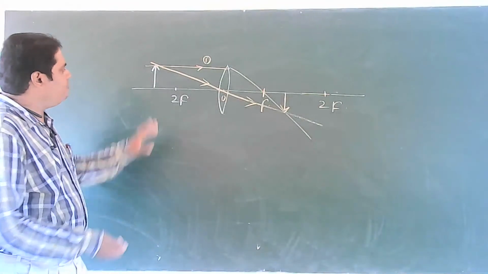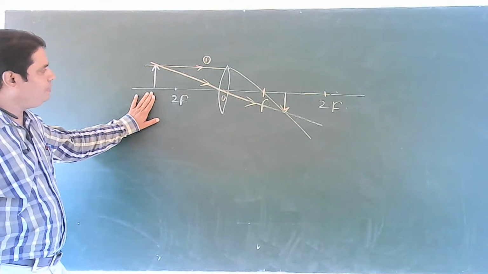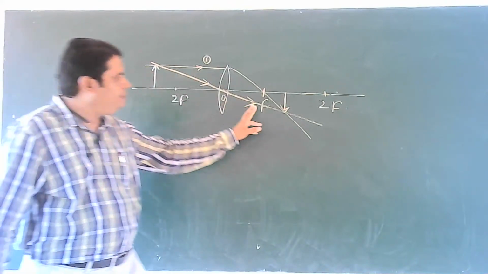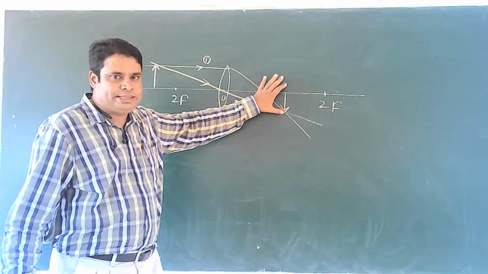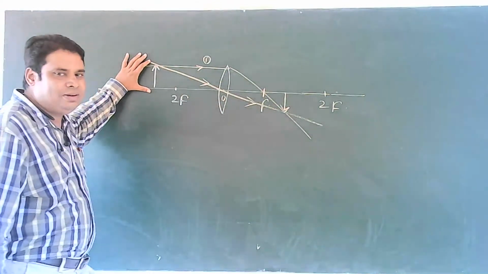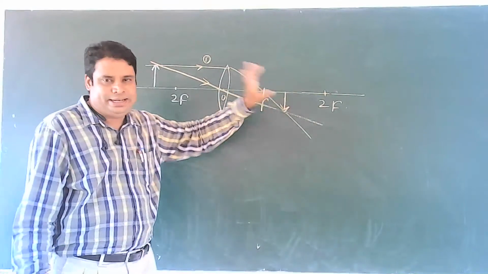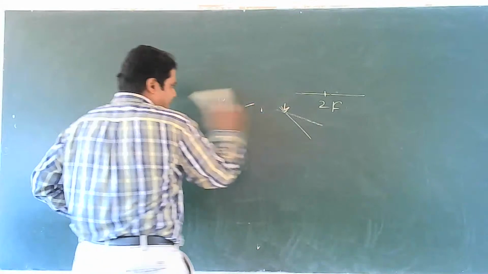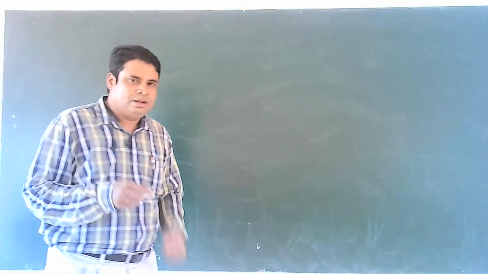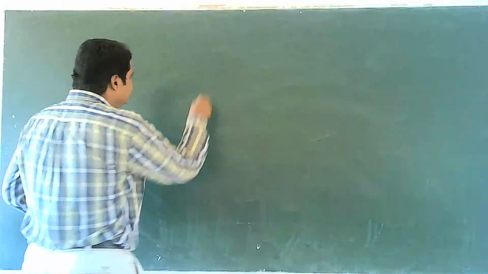See, when object is placed beyond 2F, what do we know? We know the image is formed between F and 2F. What is the nature of the image? Image is less than object, inverted, real. Okay. Case 3. Just practice at your home. It's quite interesting.